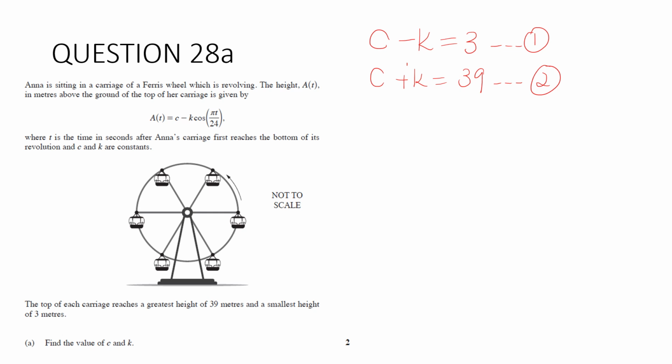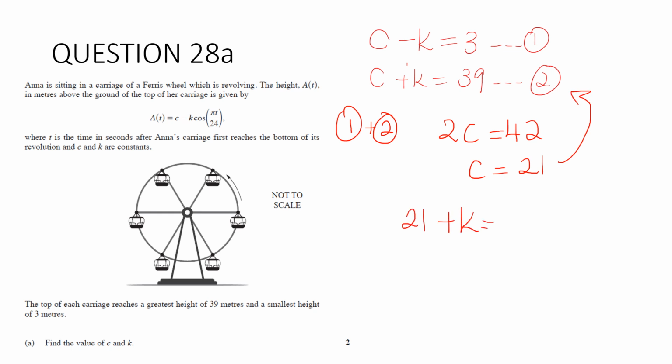Solving those simultaneously, let's do 1 plus 2 gives us 2c is equal to 42, and so c is equal to 21. Substituting it into here, 21 plus k is equal to 39. k is equal to 39, take away 21, which is equal to 18.